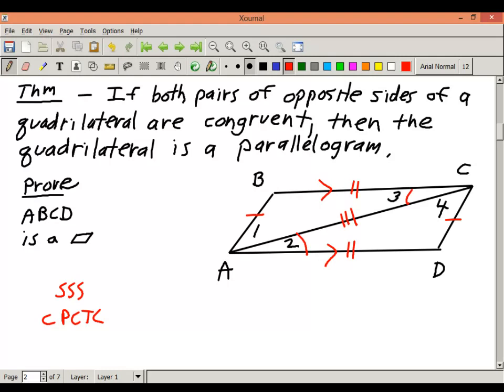Because, again, you got 2 lines cut by transversal. Alternate interior angles are congruent. That means those lines are parallel. Likewise, because of the congruent triangles, you have angle 1 congruent to angle 4 by the same reason. Corresponding parts of congruent triangles are congruent. And now you know because you have a different set of lines cut by a transversal, you have a different pair of alternate interior angles. That tells you that these 2 lines are parallel.